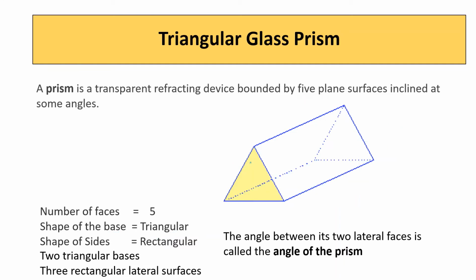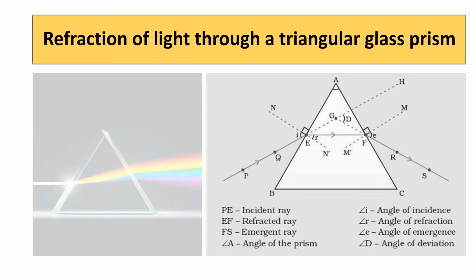The angle between the 2 lateral faces is called the angle of the prism. This is one lateral face and this is the other lateral face. The angle between these 2 lateral faces, you can call that the angle of the prism. Now let us learn about the refraction of light through a triangular glass prism.